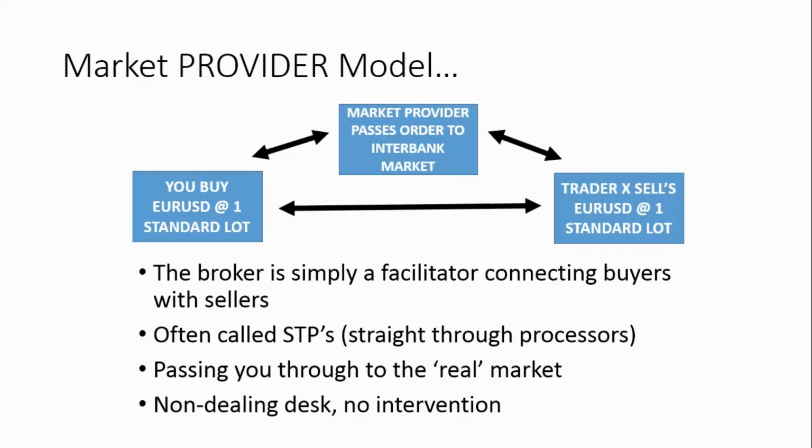And they're often called STPs, which is a straight through processor. So they're just passing your order straight through to the interbank market. And this goes through to the real market. So you're now actually trading within the real interbank market rather than an artificial market. It's a non-dealing desk because they don't need to take the opposite side of you. So they don't need a dealing desk. Therefore, there's no intervention, and the speed of execution is generally a lot faster than the market maker model.